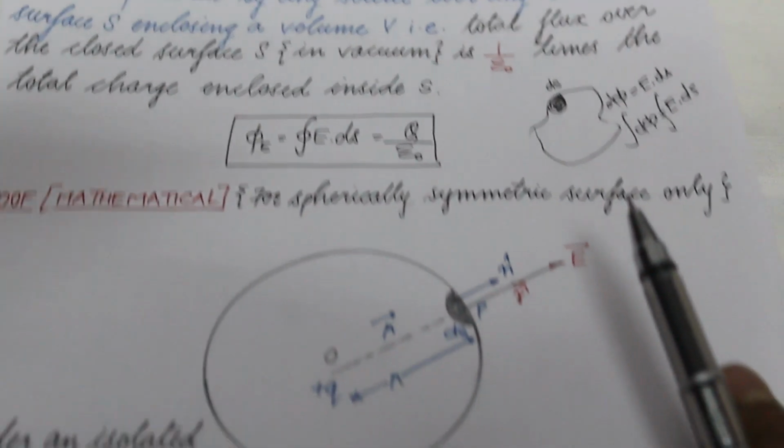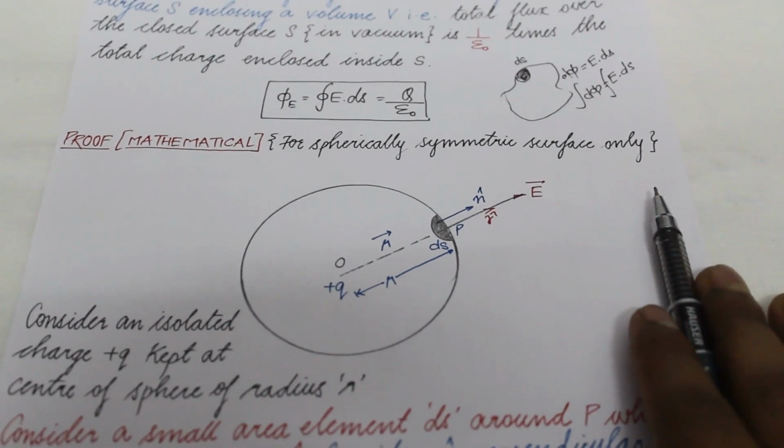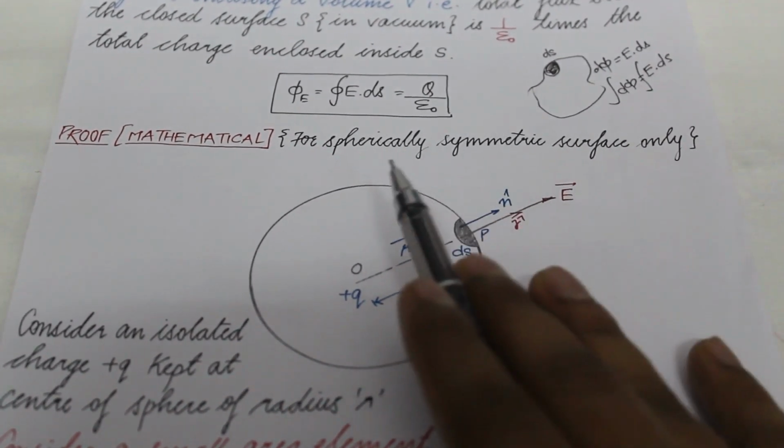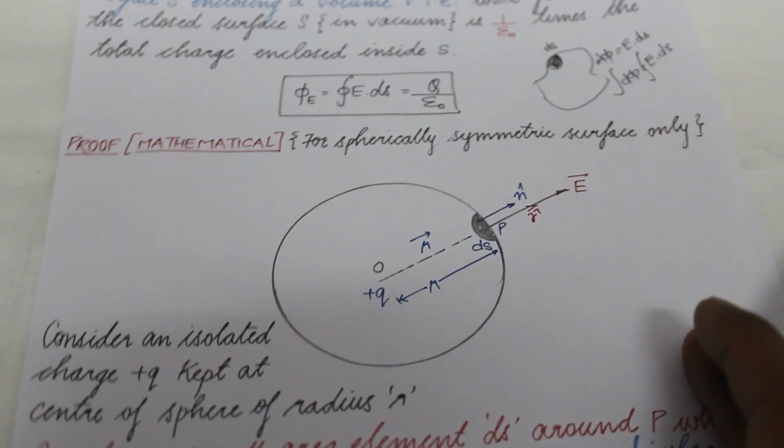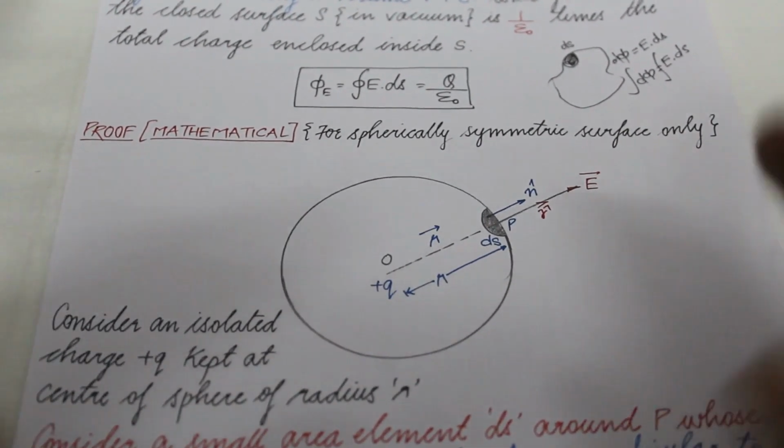How to prove this mathematically? For its proof, we are using a spherically symmetric surface. This proof is valid only for a spherically symmetric surface. How to do it?